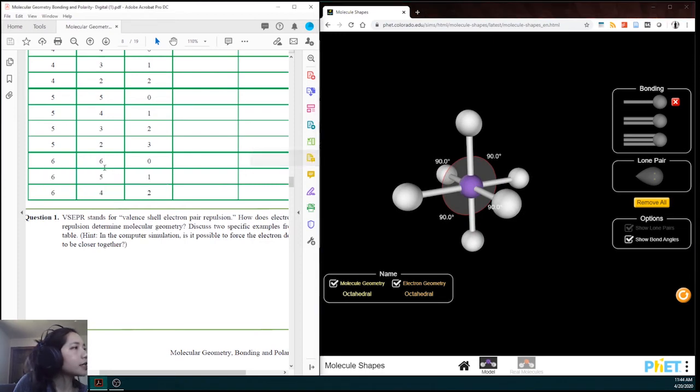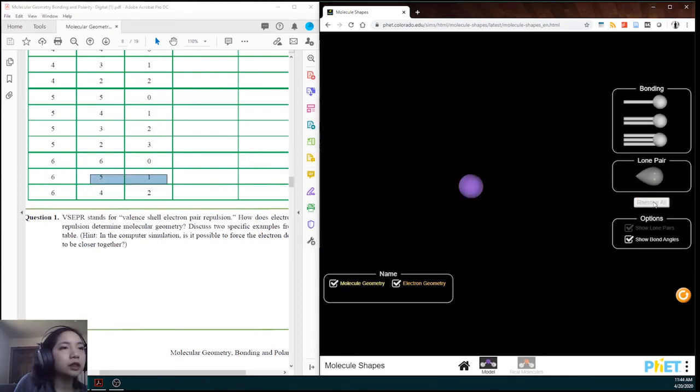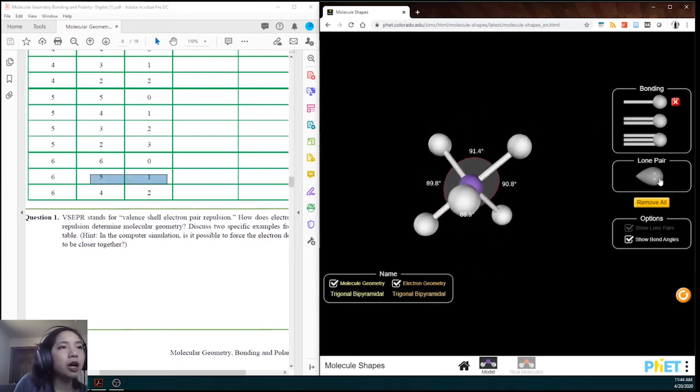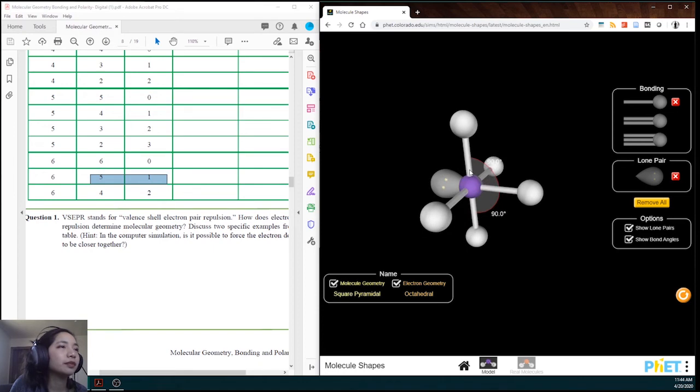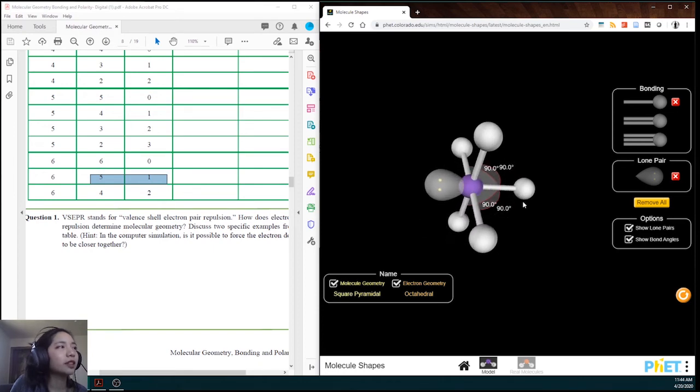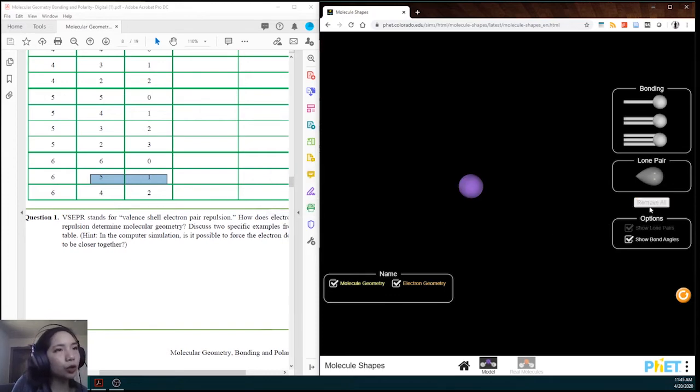Next is 5 and 1. So 1, 2, 3, 4, 5 bonds, 1 lone pair. It's like a recipe. It's like this table's giving me a recipe, like 5 pinches of that, 1 cup of that. So there's that shape.